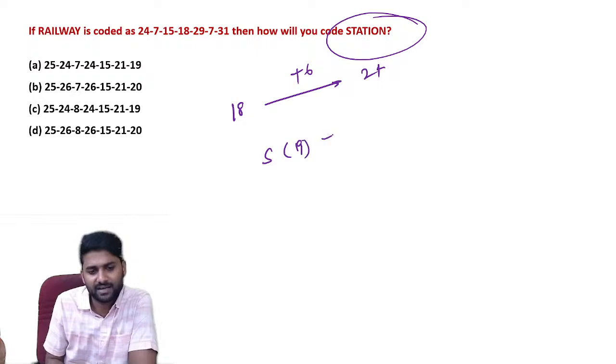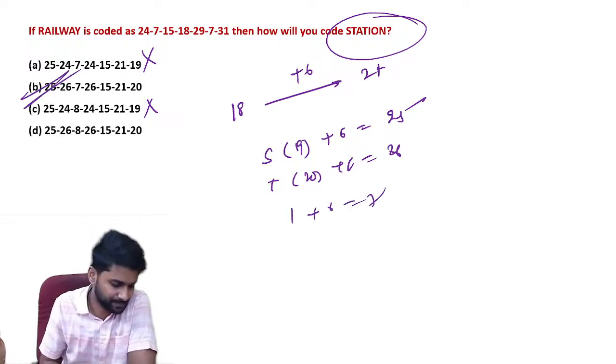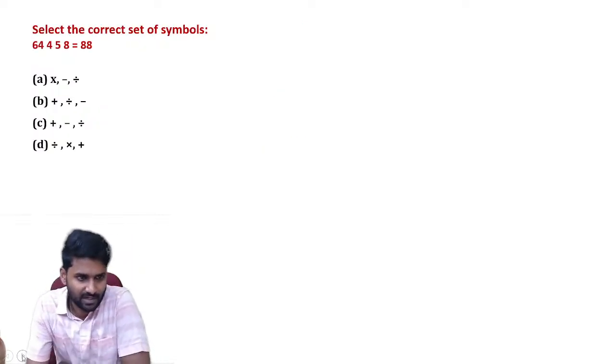Station: S is 19, 19 plus 6 is 25. T is 20 plus 6 is 26. So eliminate, eliminate, eliminate. Next one, A is 1. 1 plus 6 is 7. Then the suitable answer is B. Eliminate the options. Next one, correct.